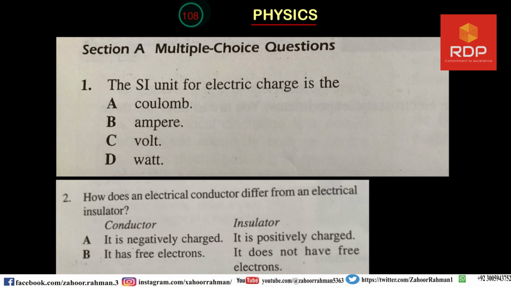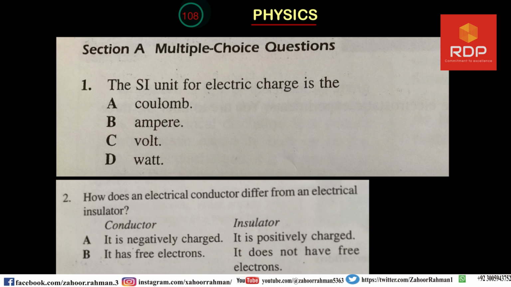This is lecture number 108 of physics, and in today's lecture we are going to test our knowledge of electrostatics in two ways. In the first part, we will check our knowledge in the form of multiple choice questions, and in the second part we will check our knowledge in the form of structure questions. So let's get started. The first question in section A is: the SI unit for electric charge is.